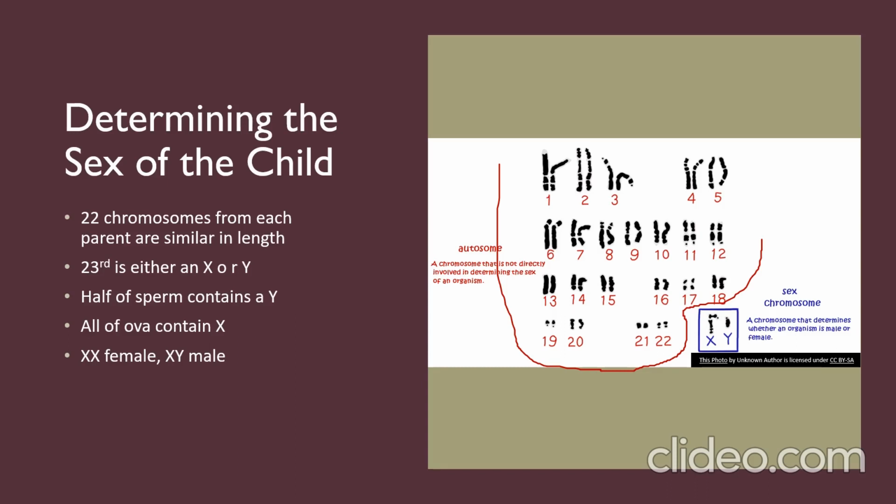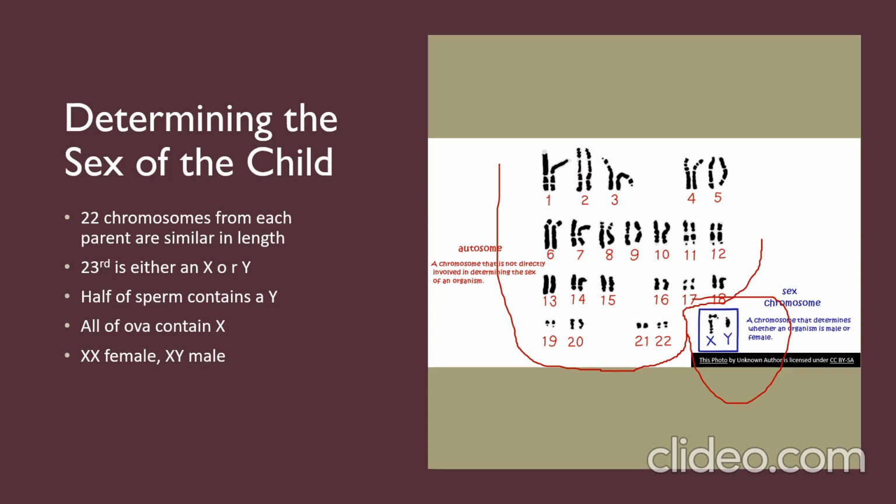And then the 23rd pair of chromosomes contains either two X chromosomes or an X and a Y. In this case, the 23rd chromosome contains an X and a Y. So this is a male. Saan galing tong 23rd?